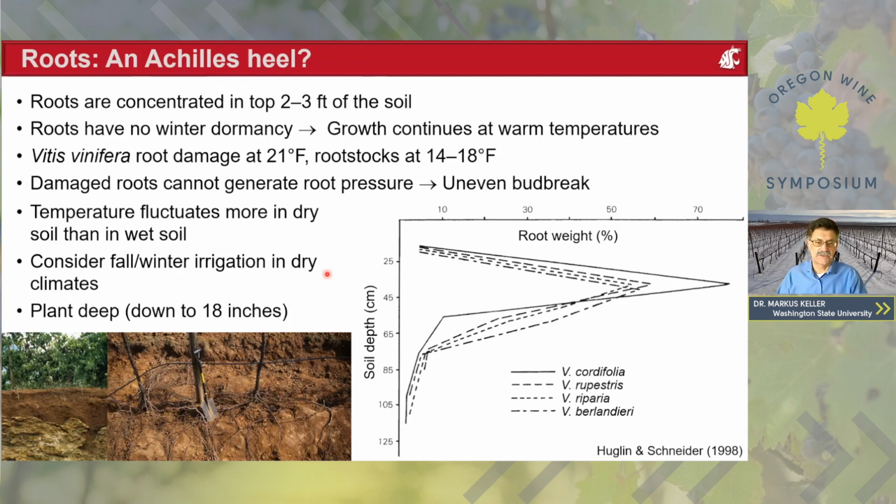This is another reason that we plant deep. We want to plant down to 12 to 18 inches to protect the roots from cold temperature, from fluctuations in temperature. So I've mentioned root pressure.